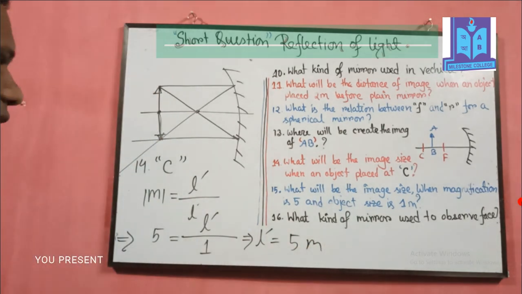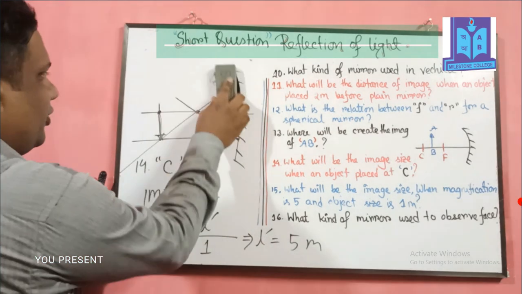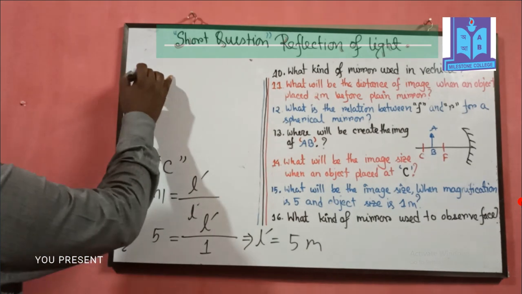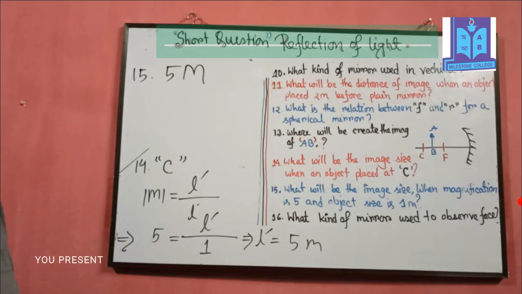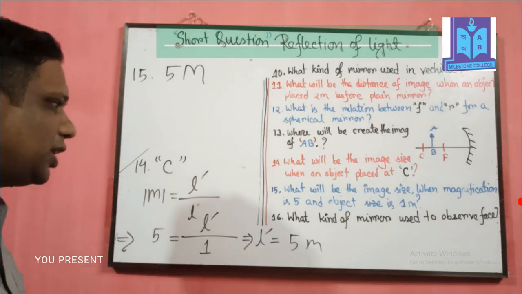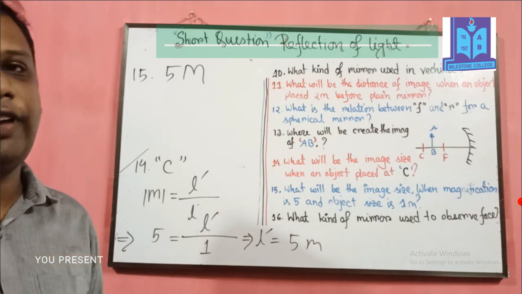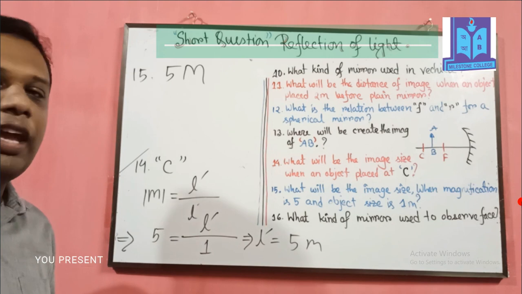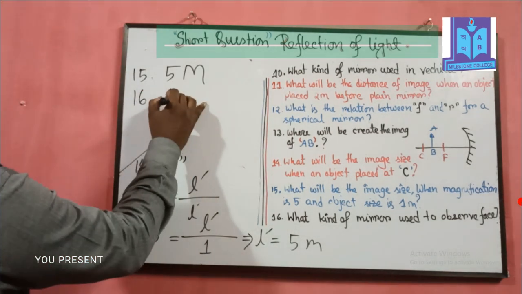So my dear students, for question number 15, the answer will be 5 meter. So my dear students, now it's time for question number 16. What kind of mirror used to observe face? The answer is very clear. It is plane mirror.